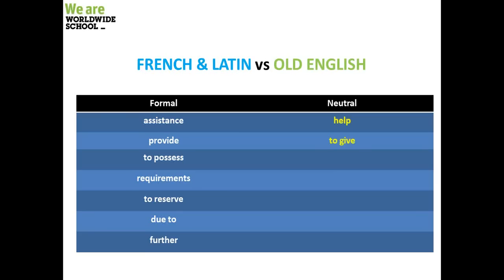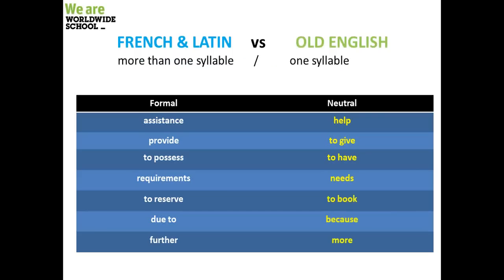But if you want to write an email which is neutral, you would write rather help, provide, give, possess, have, requirements are needs, reserve is to book, right? Due to becomes because, and further becomes more. So you see, that's the way you can tell the difference between styles. If you think about vocabulary, right?